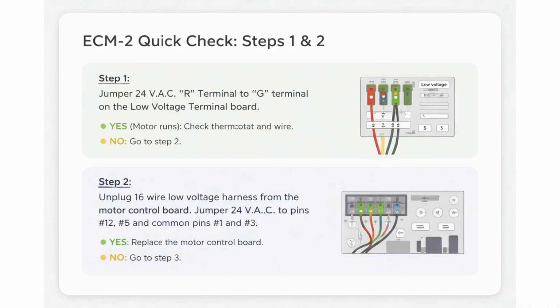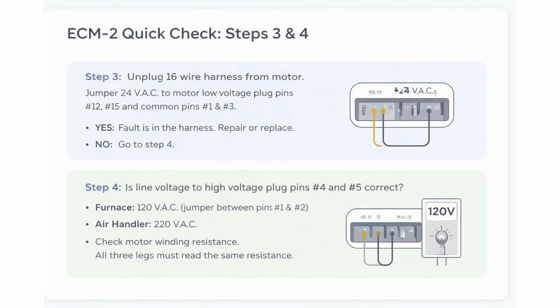Unplug the 16-wire low-voltage harness from the control board and jumper 24 volts to pins 12, 15, and the common pins 1 and 3. If it runs now, the motor control board needs replacing. Moving on to step 3. Bypass the harness entirely by jumpering the 24 volts directly to the motor's low-voltage plug pins. If it runs, the harness is faulty. If not, go to step 4 and verify your line voltage.